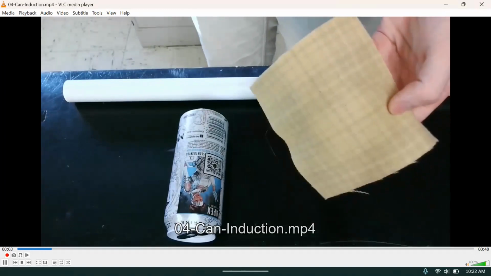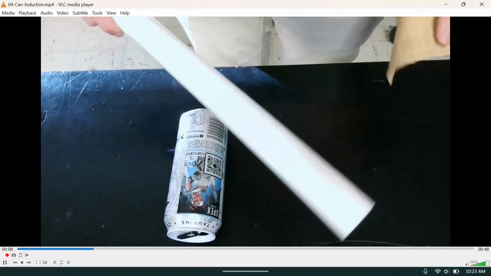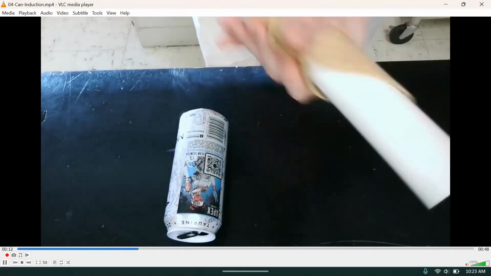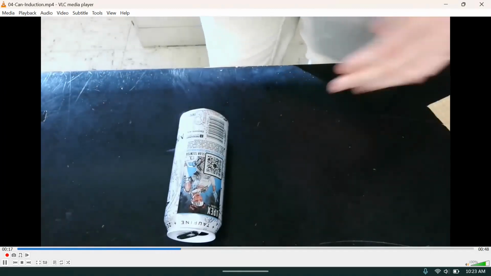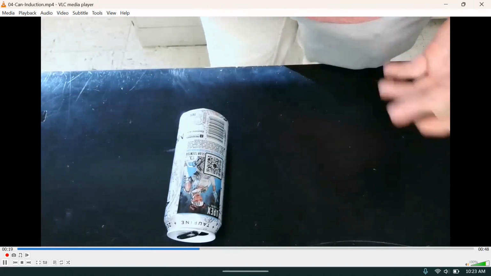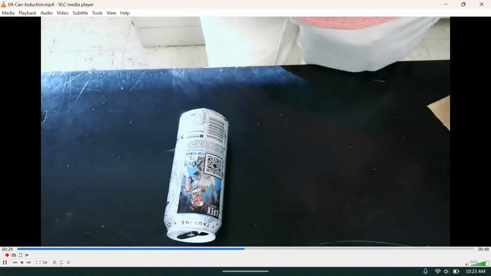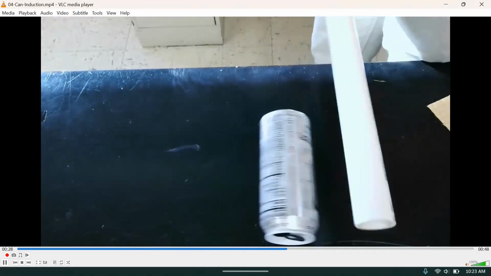I now have a piece of wool, a PVC pipe, which is chemically similar to vinyl. I'm going to rub them together until the PVC is charged up. I've got an aluminum can here. I'm not going to touch the can. I've not done anything to charge it up. I've not rubbed anything on it. But if I hold the PVC near it, you can see that the can is attracted by the PVC pipe.